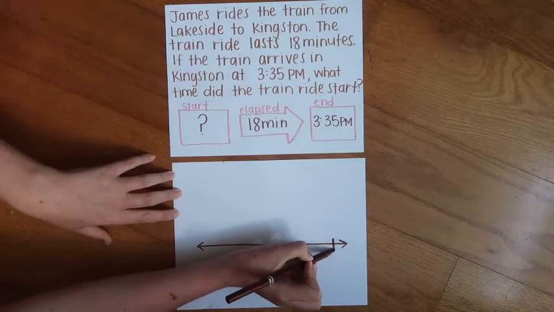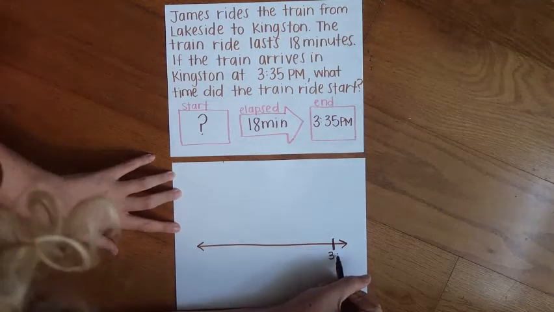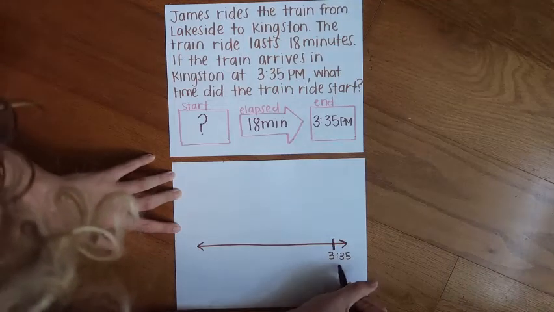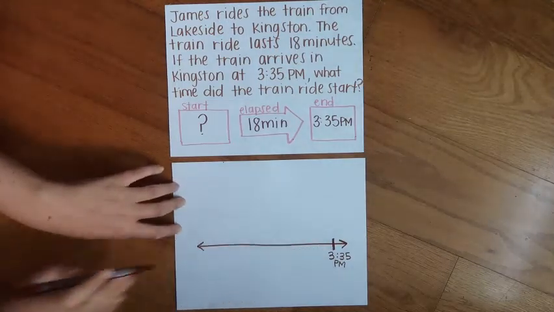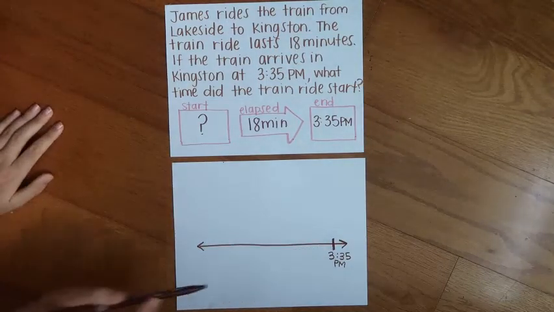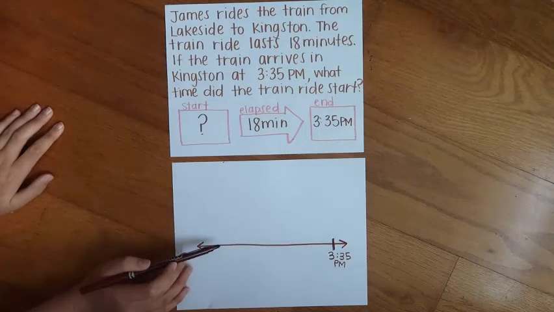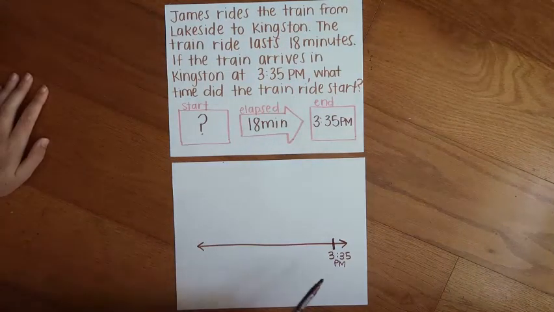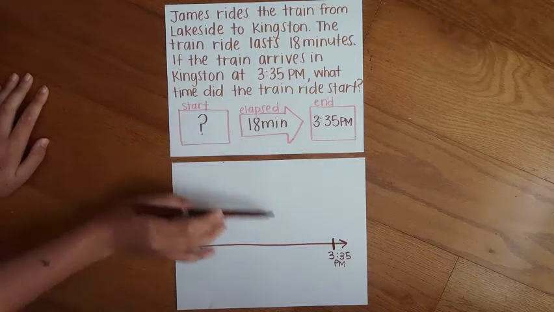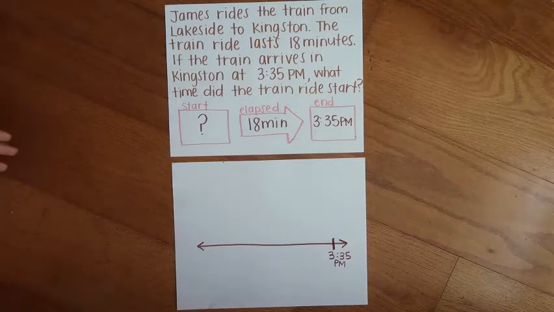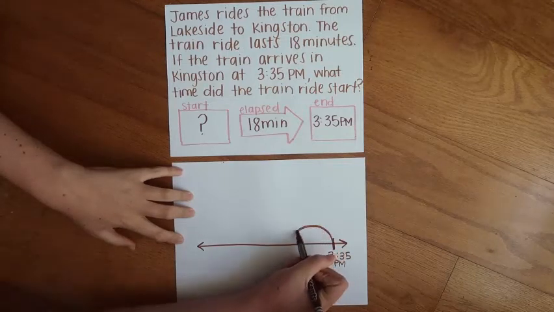So I'm going to put my end time here because that's where we're going to begin our work. 3:35 p.m. Okay, that's my end time. That's when we arrive at Kingston. And I need to find out what it looks like to get back to my start time. So 3:35 p.m. and we have to go back in time 18 minutes. I'm going to take it slowly. I am going to do 10 minutes. Instead of 18 minutes, I'm going to take it back 10 minutes. 10 minutes is a nice even number. It's something that I feel comfortable using for my first jump. So I'm going to take 10 minutes back.